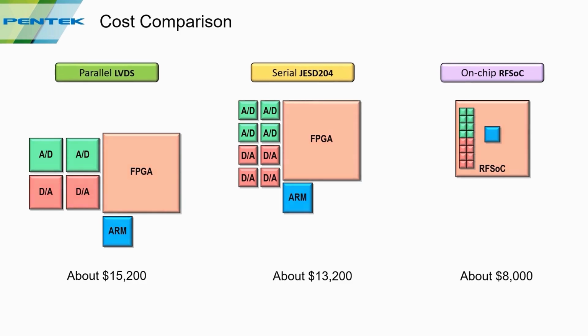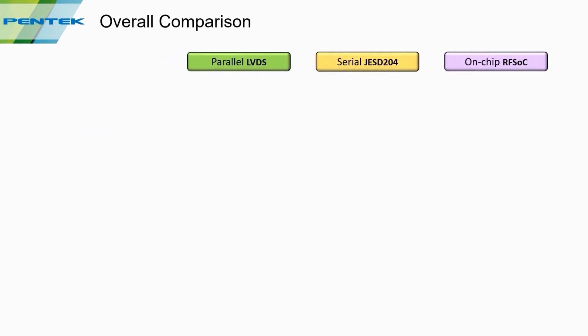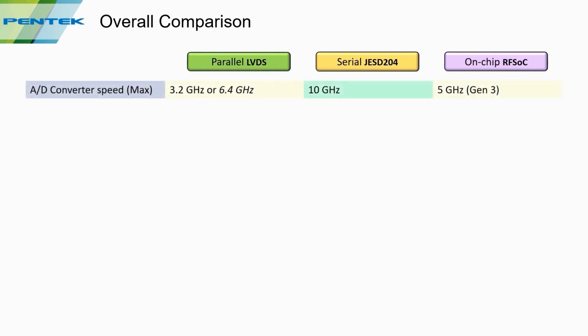Okay, so let's compare these 3 solutions side by side for an overall comparison. Starting with the A to D speeds, as I said, the LVDS parts, the example I showed was 3.2 gigahertz, but that's a dual channel part. So when you combine the 2 channels, you end up with a 6.4 gigahertz A to D, and that's what I showed early on in terms of what's available from the different vendors. Serially connected A to Ds, you can get up to 10 gigahertz, and the RFSoC solution with Gen 3, you can get to 5 gigahertz.